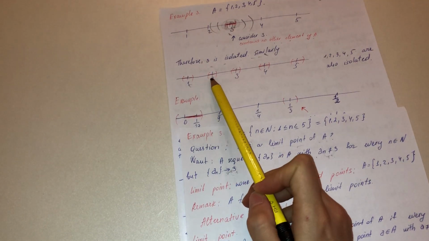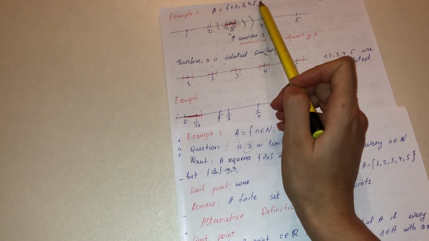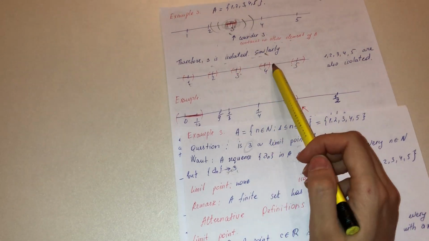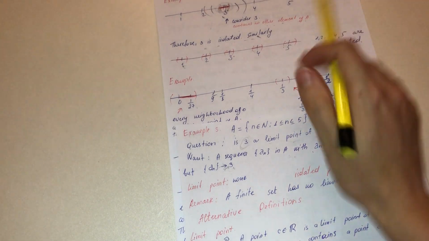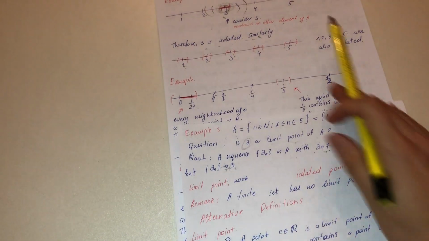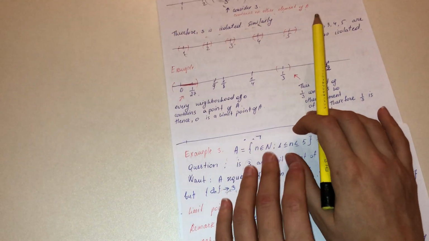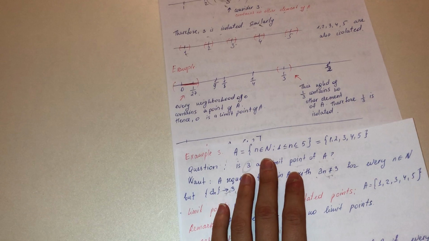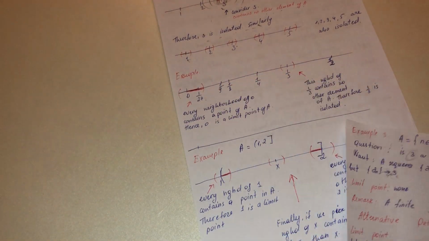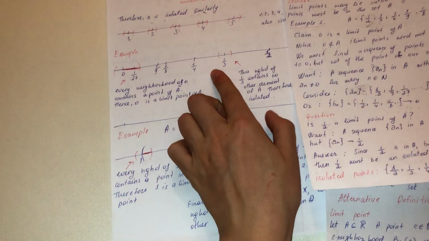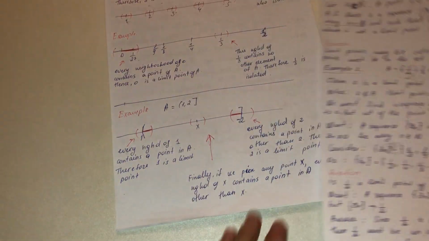Similarly, 1, 2, 3, 4, 5, all these elements are isolated, not limit points. They are just isolated points. And this is our another example. Let me show you. This is the answer of our first example.